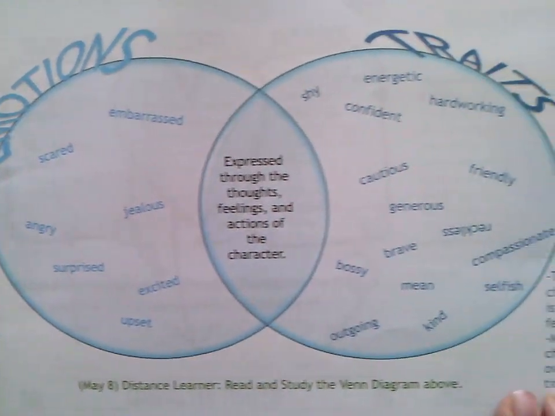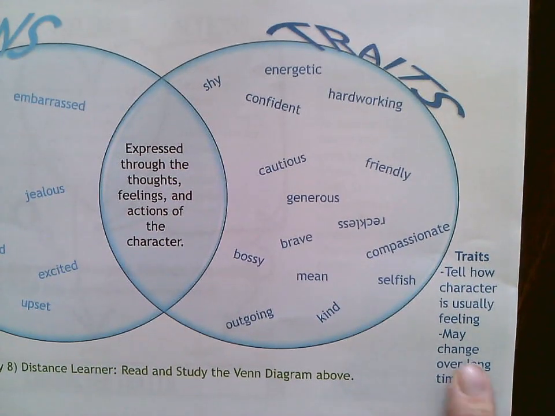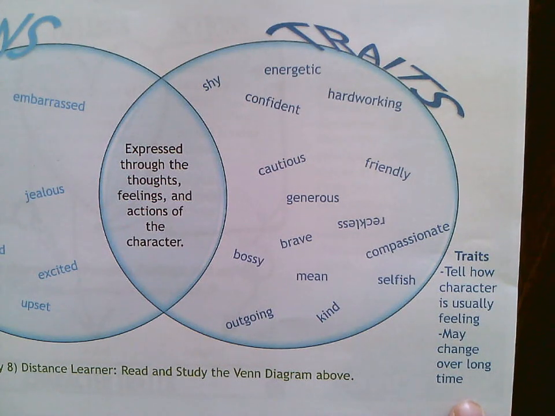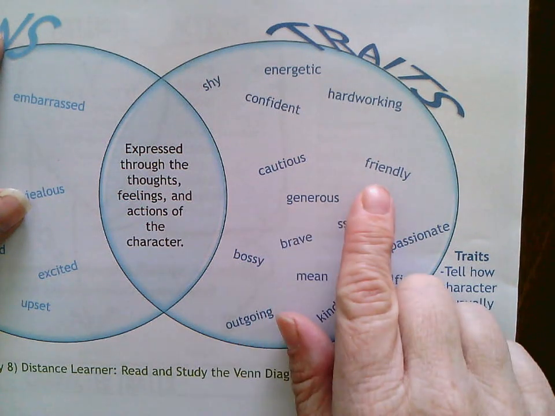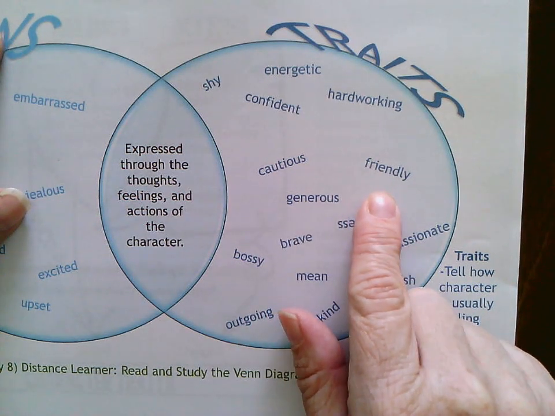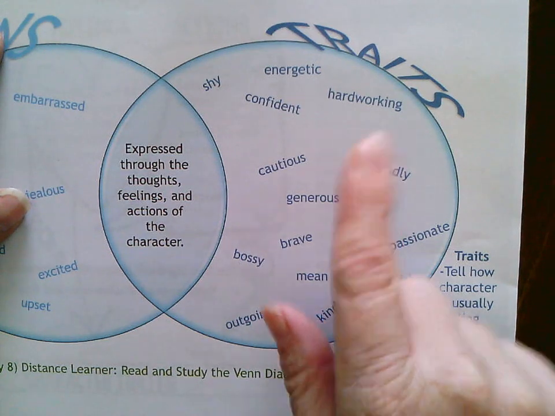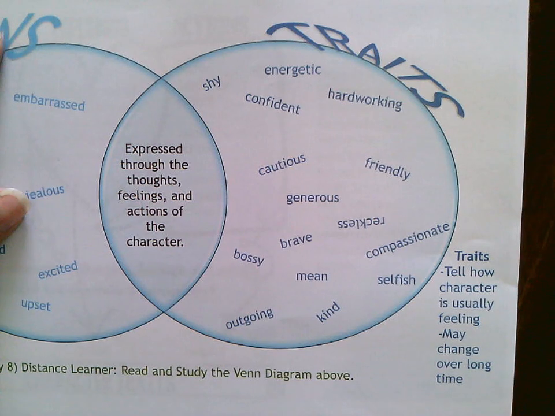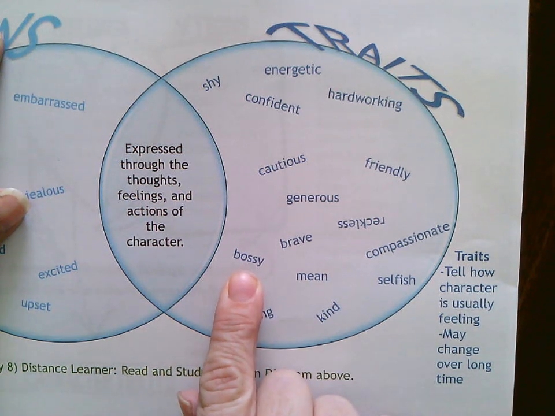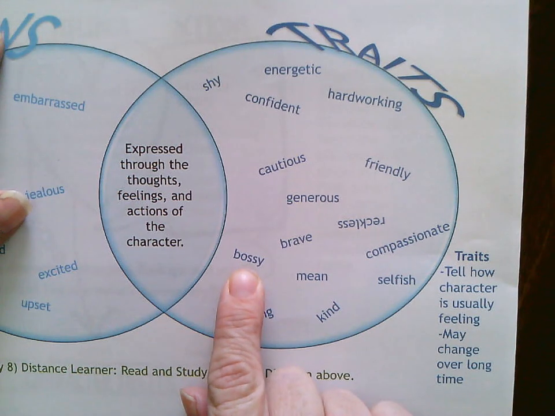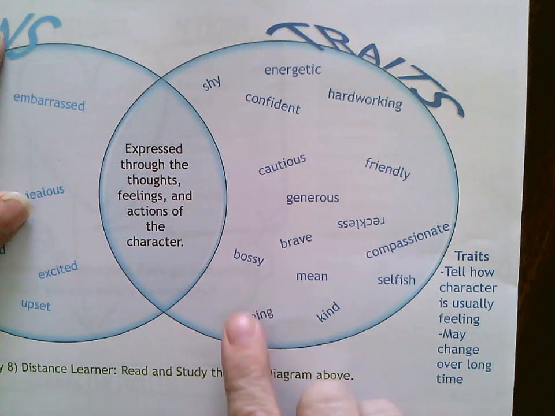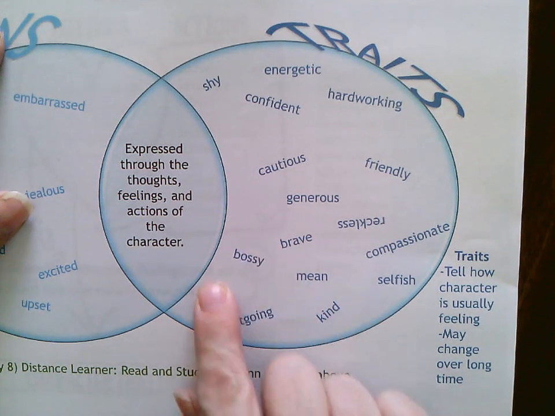We go back over to the traits side. The traits tell how a character usually feels, and it could change over a long time, but their traits are going to last a long time. For example, if a character is very friendly, you're likely going to see that character be friendly throughout most of the whole story. Or if that character is very bossy, that's a trait, because that character is probably going to tend to be bossy most of the time, like it's part of their personality over time.